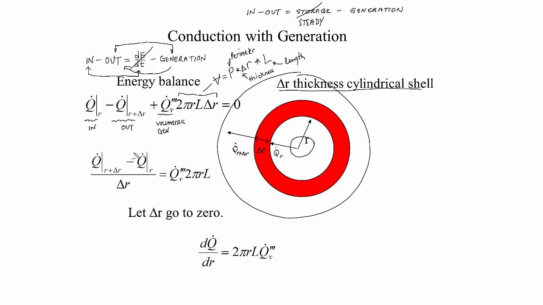So we divide by delta R. And so the delta R here goes underneath the heat transfer rate terms. We do this limiting process as delta R goes to 0. This is the definition of a derivative in the limit.